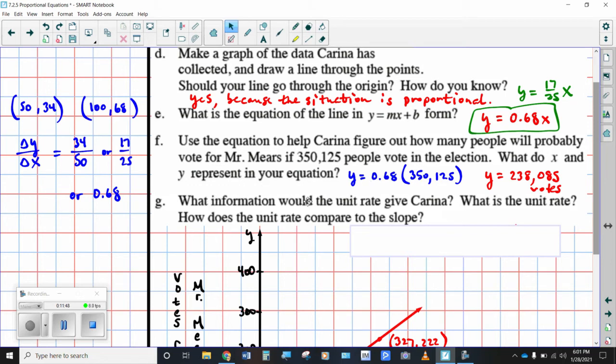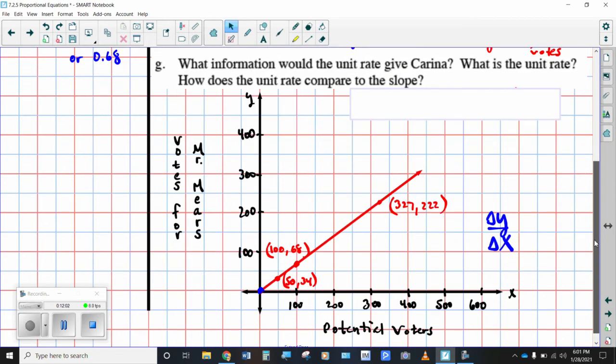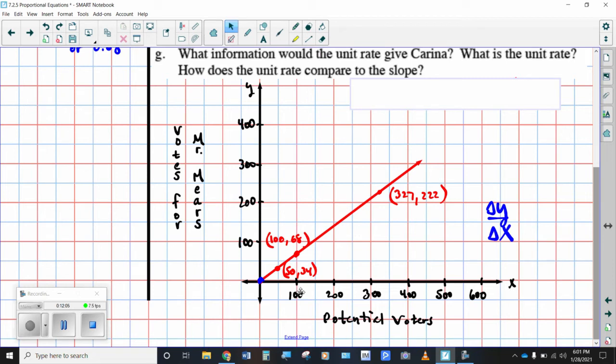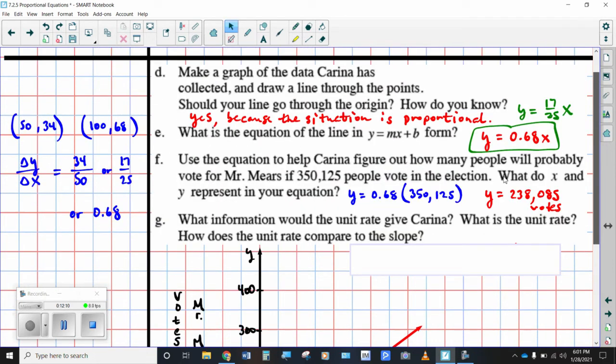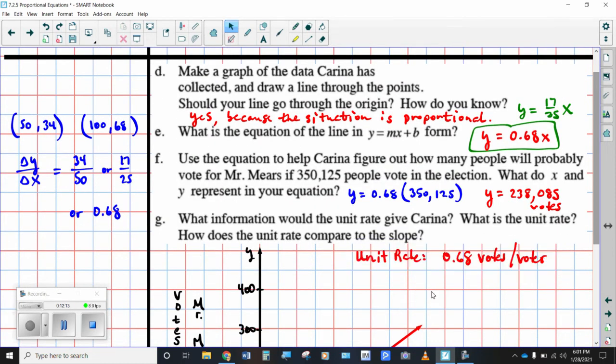All right, so now what information would the unit rate give Karina? What is the unit rate of this particular situation, and how does the unit rate compare to the slope? Well, the unit rate is what you get when you say for every voter, how many of those voters would vote for Mr. Mears? And so what we end up seeing here is your unit rate in this situation is the slope ratio. They're the same thing. And so in these particular problems, your constant of proportionality, the slope of your line, your growth rate, all of these are really synonymous with unit rate.